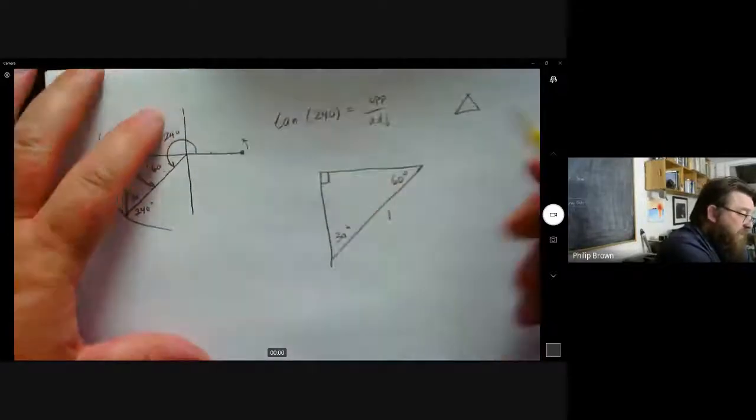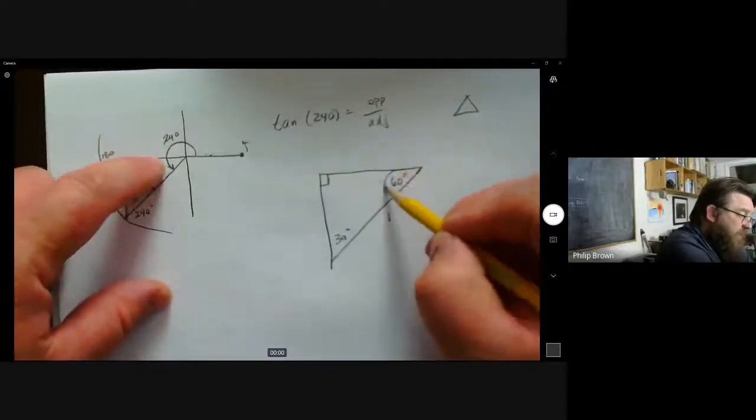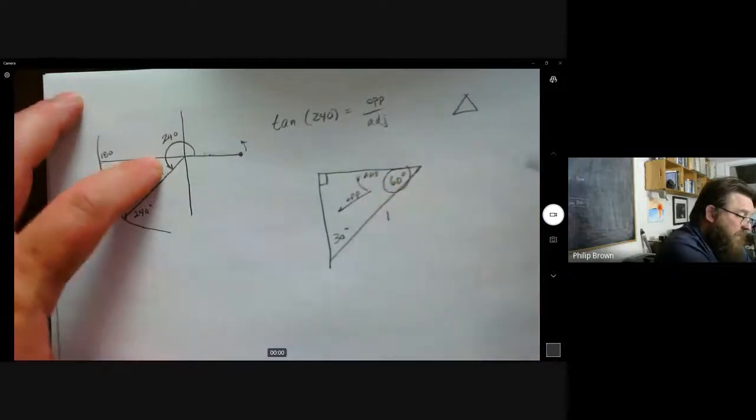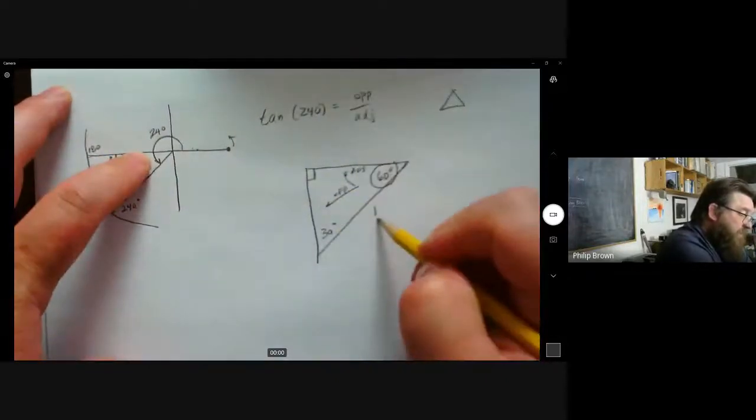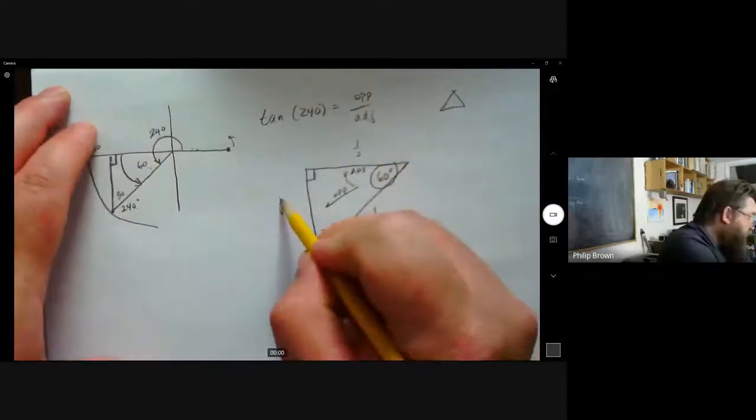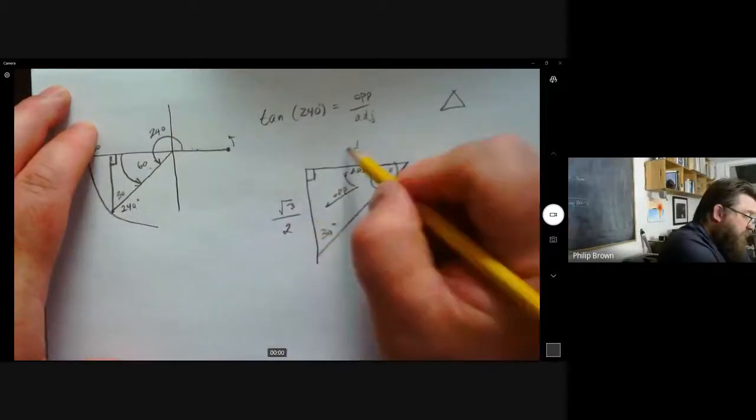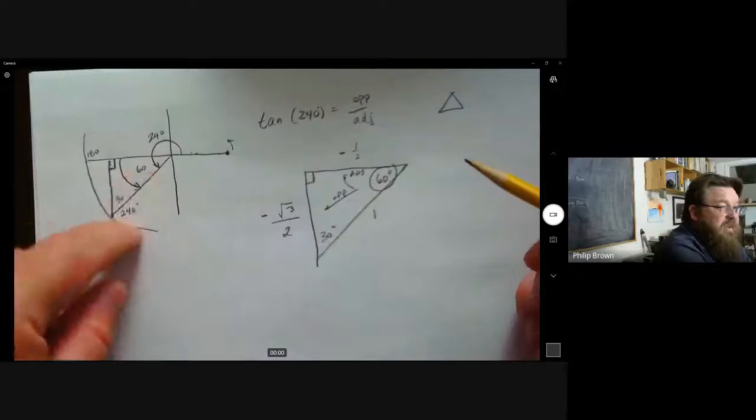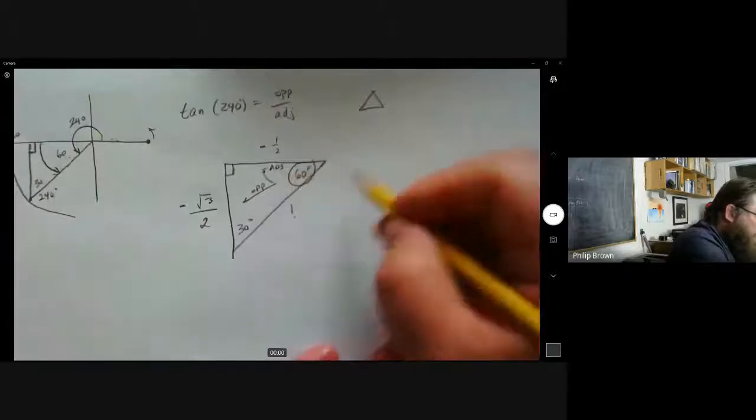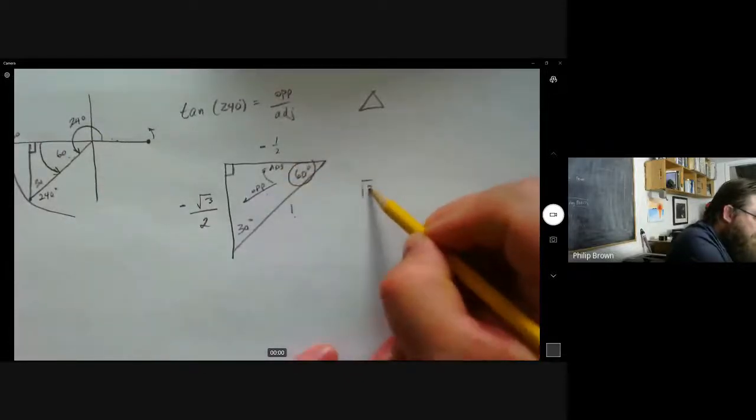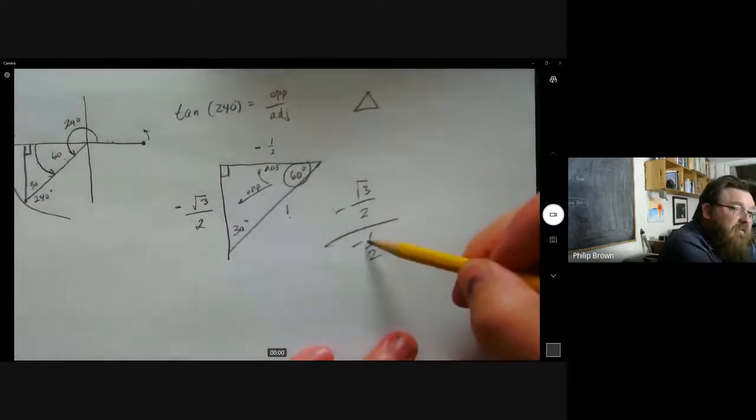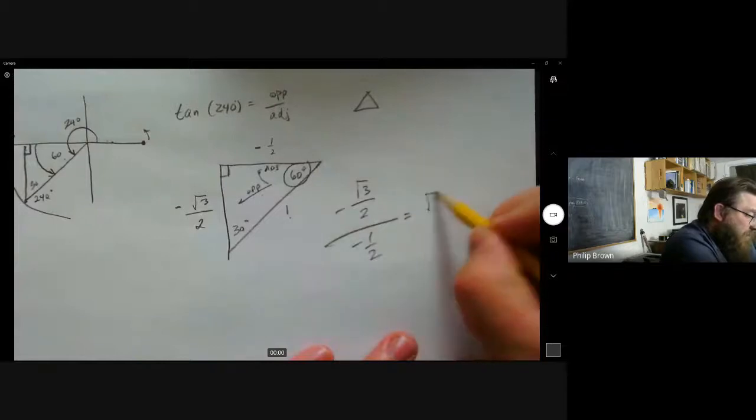So if we want to find the tangent of 240 degrees, we're going to find the tangent of this, which is opposite divided by adjacent. So the opposite over here, if that's 1, then this is going to be 1/2, and this is going to be the square root of 3 over 2, but they're both negative because it's to the left and down in the third quadrant. And so here's the thing, opposite over adjacent, that's the opposite side. This is the adjacent side. And so when you simplify that, you just get the square root of 3.